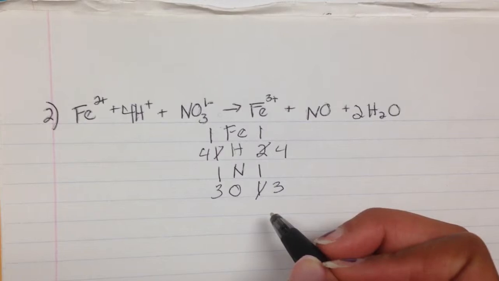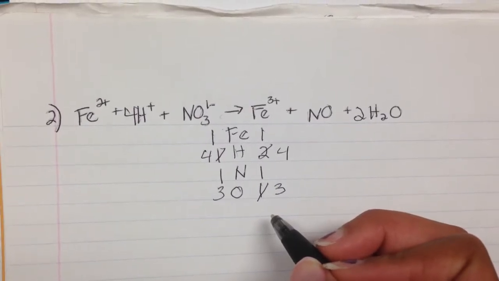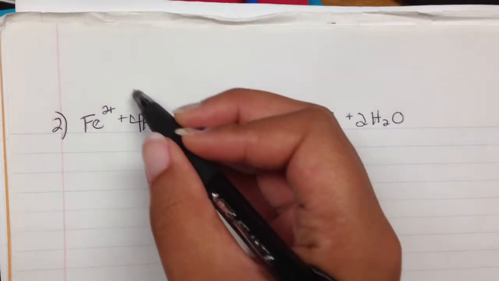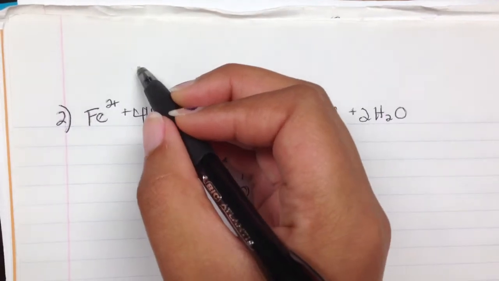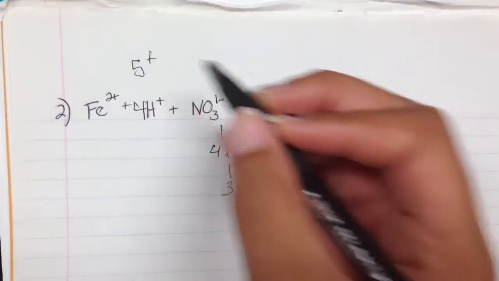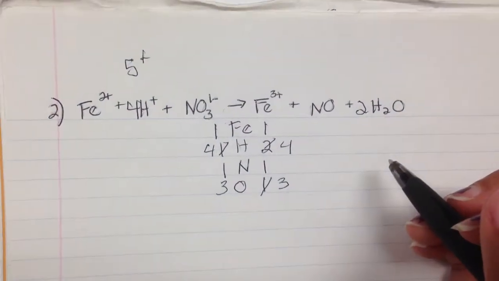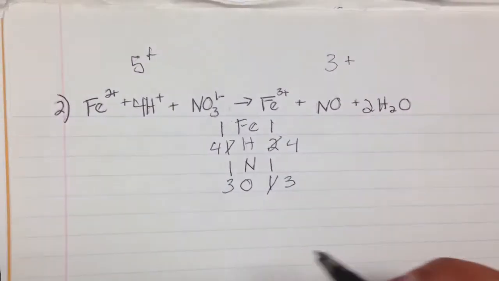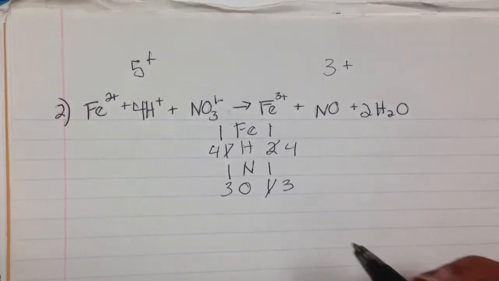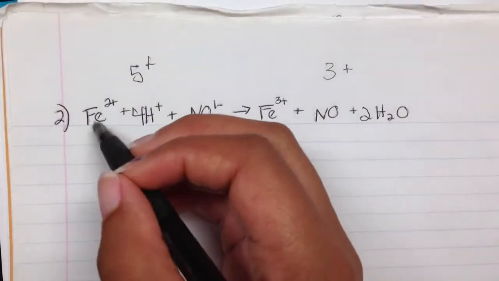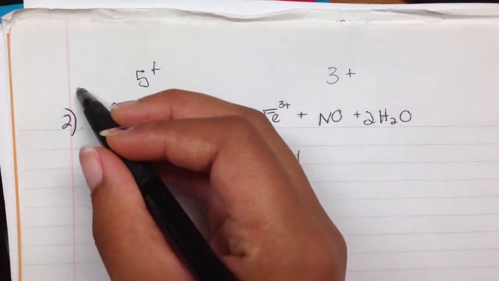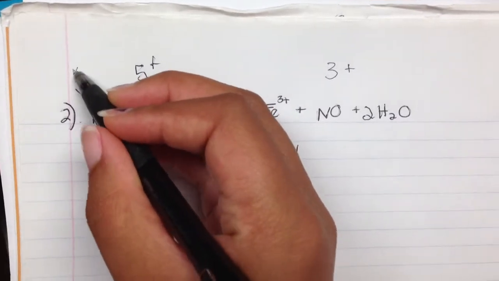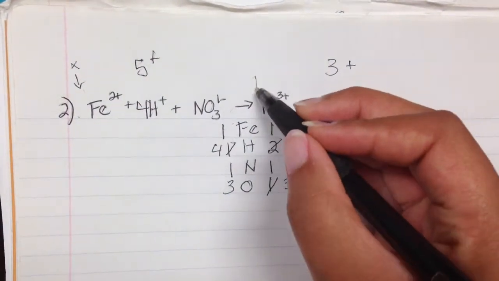And now if we look at the irons, we can see that they have different charges. So the iron on the left has a 2+, and the iron on the right has a 3+. The total charge on the left side is 5+. The total charge on the right side is 3+. So that's not balanced either. So we can say that the coefficient will be x for the iron.